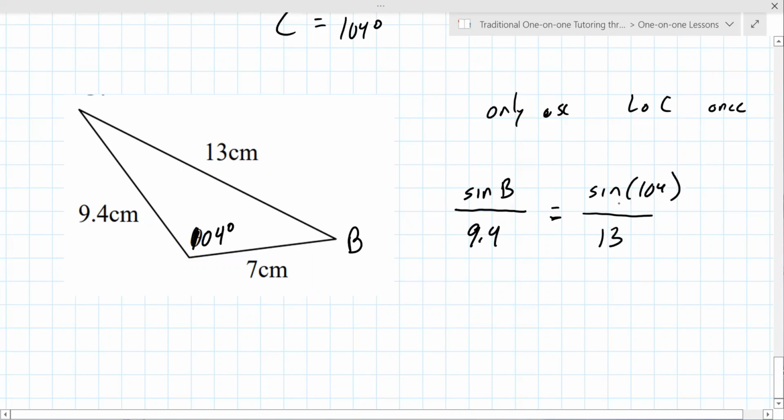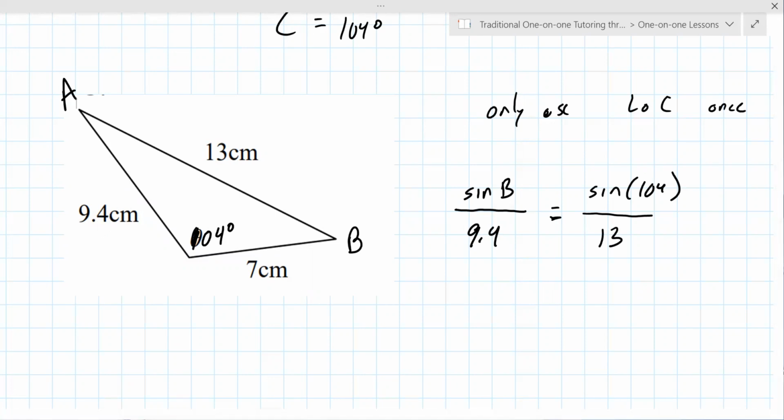Now you do all that and you get B, and I don't know what it is, but let's just say it's whatever, 36 degrees or something. How would you find angle A? Adding up angle B and angle 104, and then subtracting that from 180. Exactly.